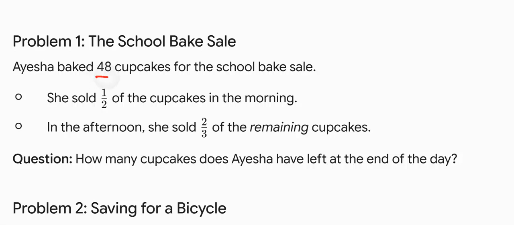Okay, so problem number 1 is the school bake sale. Aisha baked 48 cupcakes for the school bake sale. She sold 1 by 2, and we know that it is half. She sold half of the cupcakes in the morning. So what is half of 48? We will write it like this.